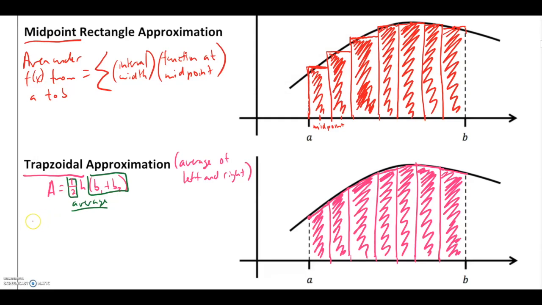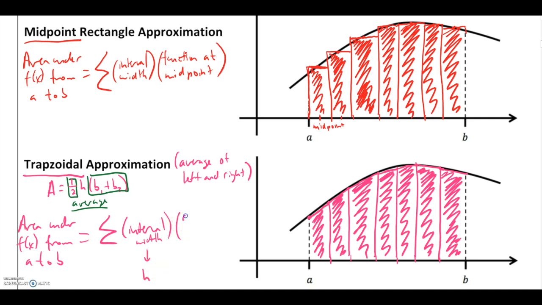And so in order to do this one, we're still looking at the area under our function from a to b. What we'll have is the sum of the interval width, that will really represent the height of our trapezoid, times the average of the left and right function values, which will represent our 1/2 b1 plus b2, 1/2 the sum of the bases.